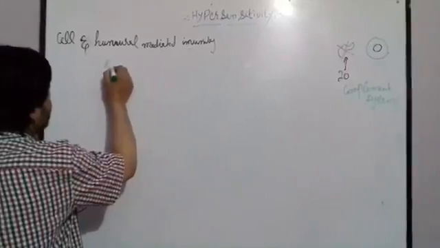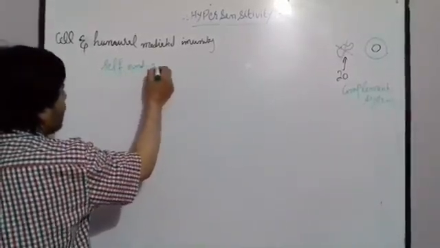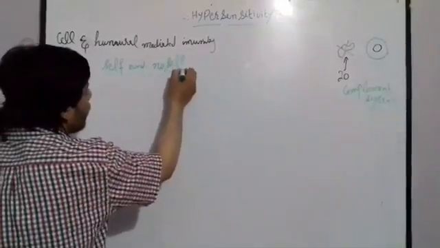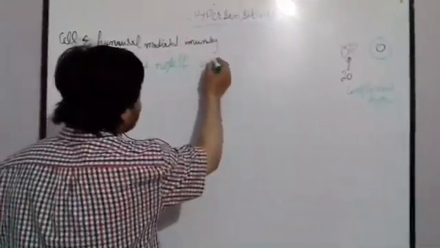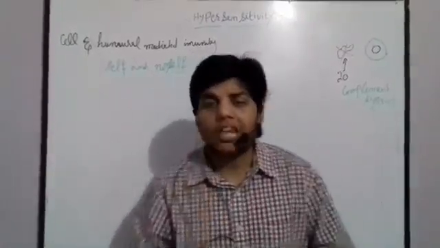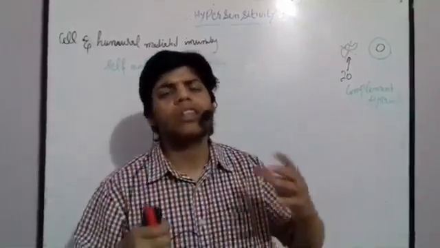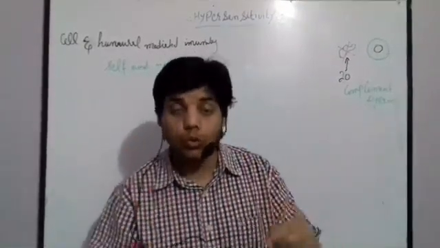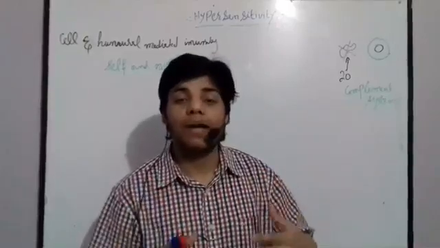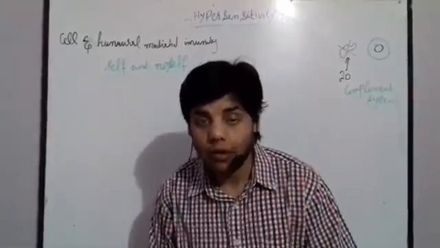That's about the self and non-self. So let me explain. Self and non-self. Now, what is self and non-self antigen? Inside our body there are proteins, molecules, carbohydrates, lipids, all these substances that are useful for us, that can benefit us. We call that self antigen.